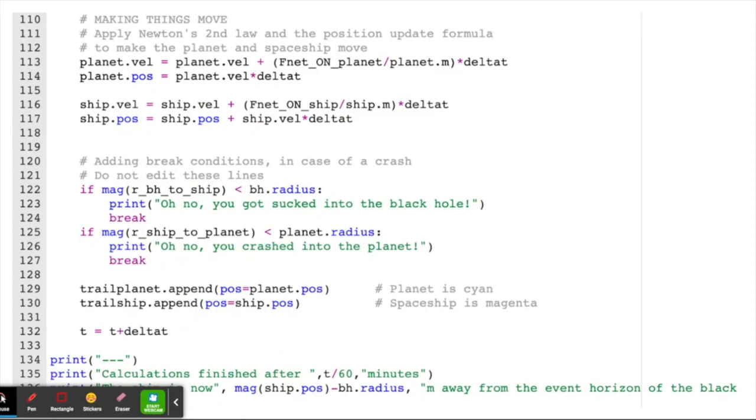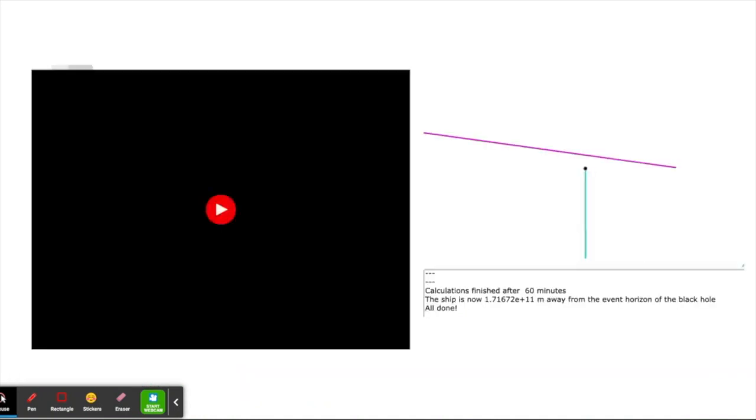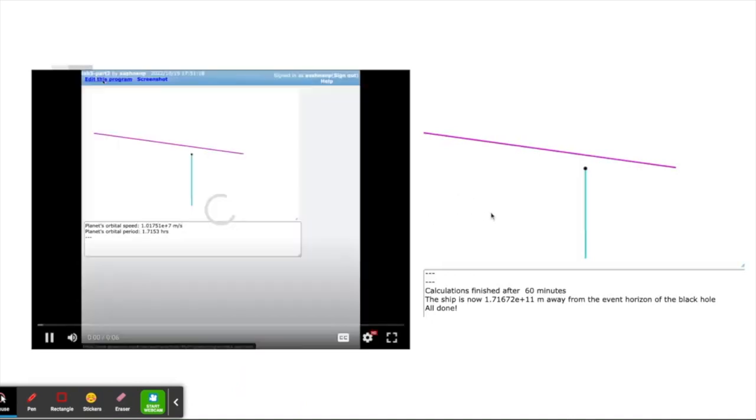I then calculated the final velocity and final position of both the planet and the ship by putting in these equations. And finally, this was successful because there was no collision between the two objects.